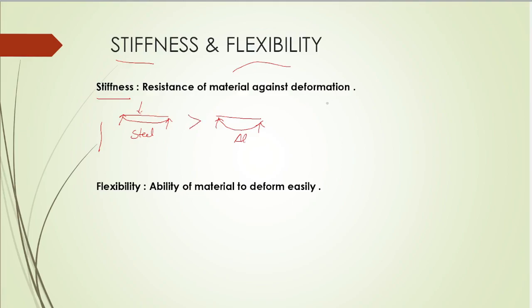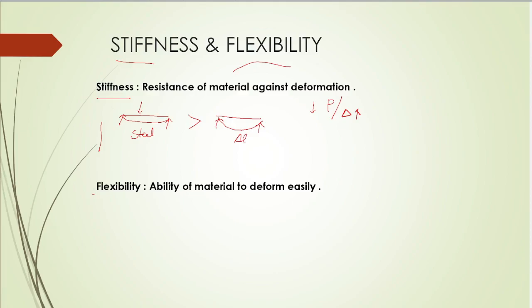Mathematically, stiffness is defined as load per unit deformation. The more the deformation, the less the stiffness. That means a stiff material will have less deformation, and a material which is not stiff will have more deformation when the load is applied on it.